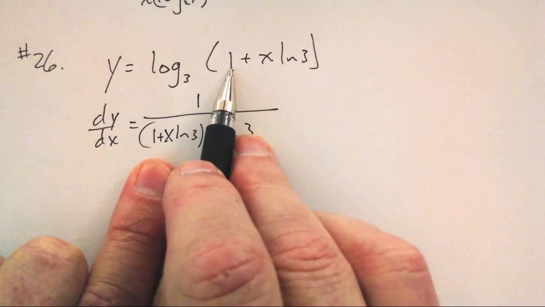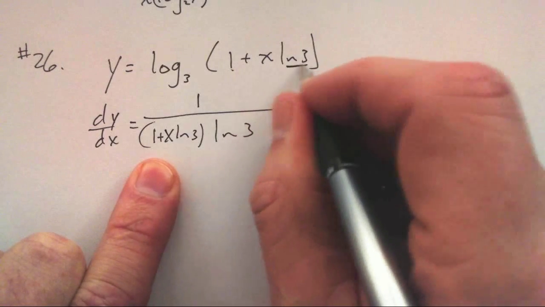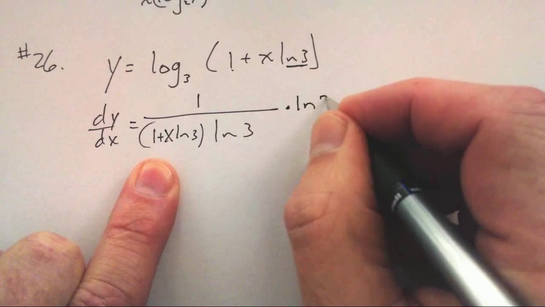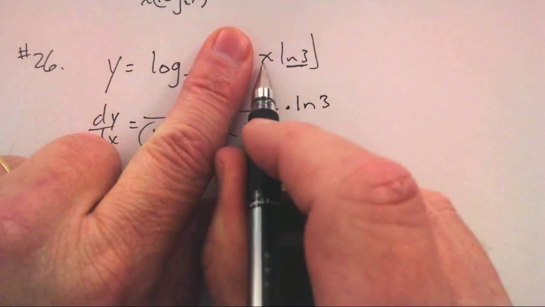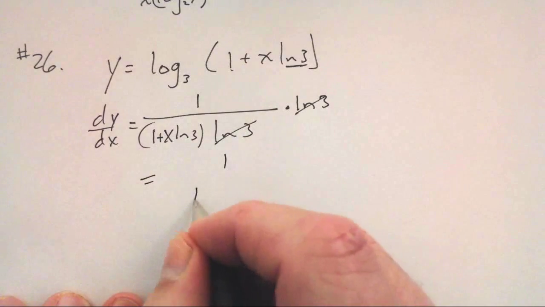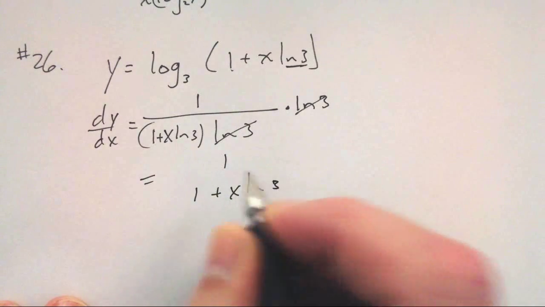And the derivative of this guy is a product. Oh, is it a product rule here? No, this is a constant times x, and constants survive. That's ln 3. It's just ln 3 times x. Holy cow, this one worked out quicker than I thought. 1 on 1 plus x ln 3.